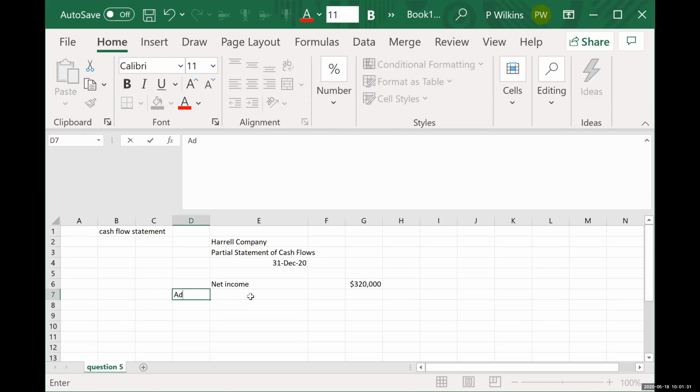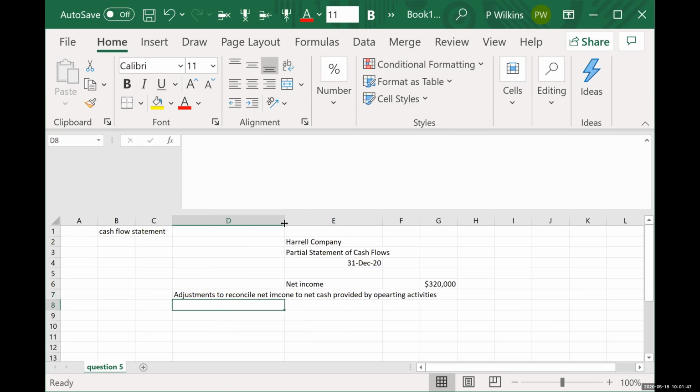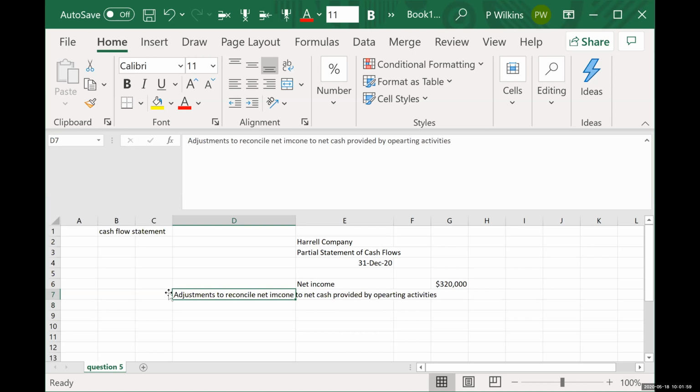called Adjustments to Reconcile Net Income to Net Cash Provided by Operating Activities. A really long title. It doesn't line up well in here, so I'm going to have to move this over there. There we go.